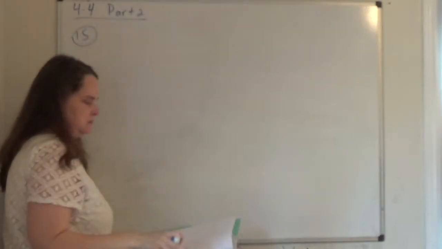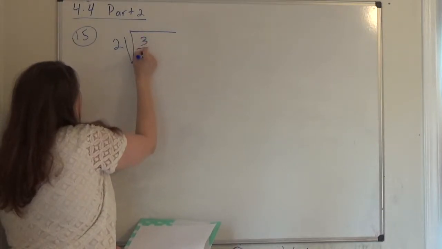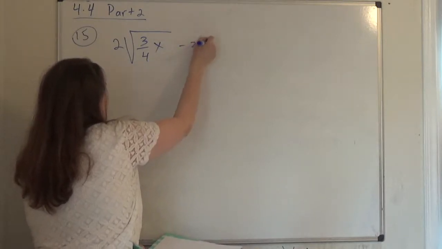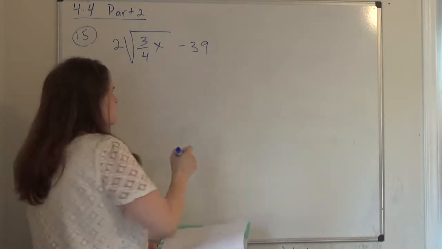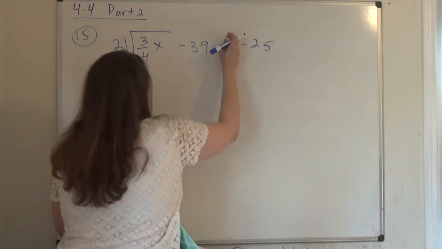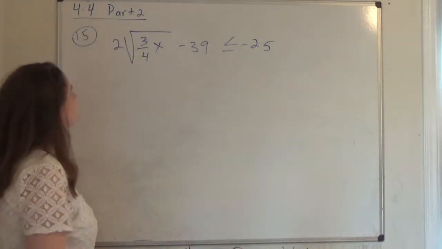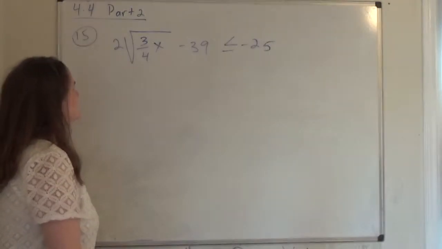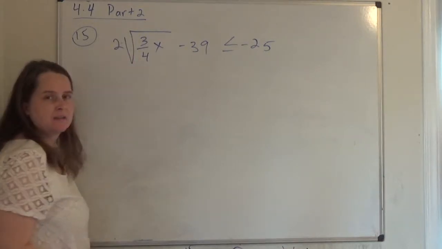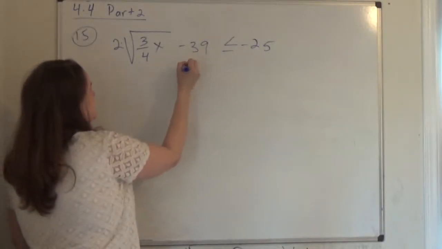Number 15. We've got 2 times the square root of 3/4 x, and then on the outside of the radical is a minus 39, less than or equal to negative 25. Okay, so in this one, again, isolate the radical. This means 2 times the square root because it's sitting on the outside of it, so just be careful that you're not reading that wrong. I would start by adding 39 to both sides.